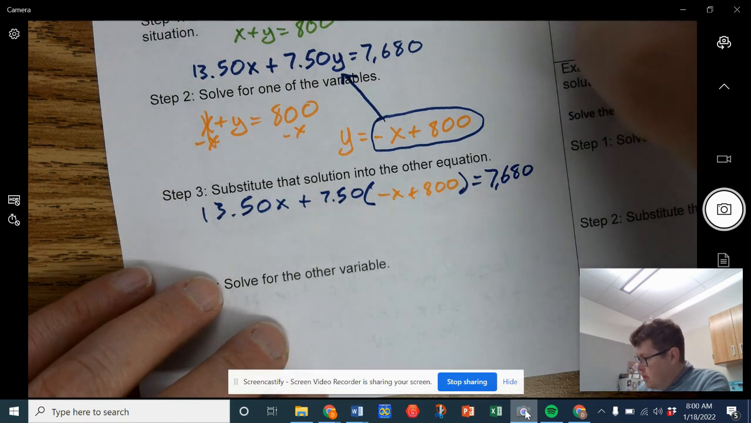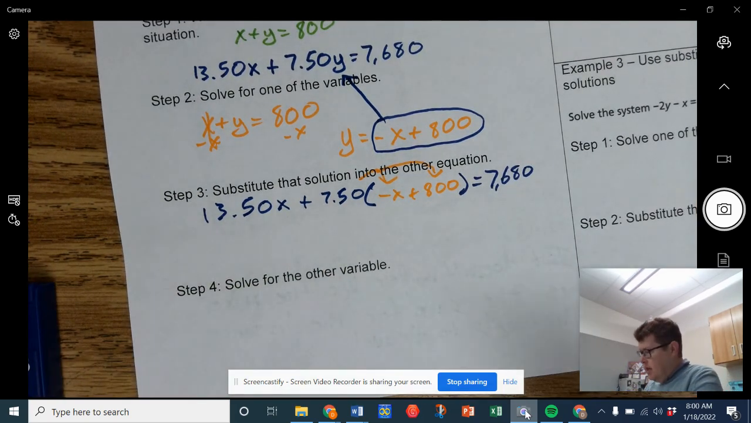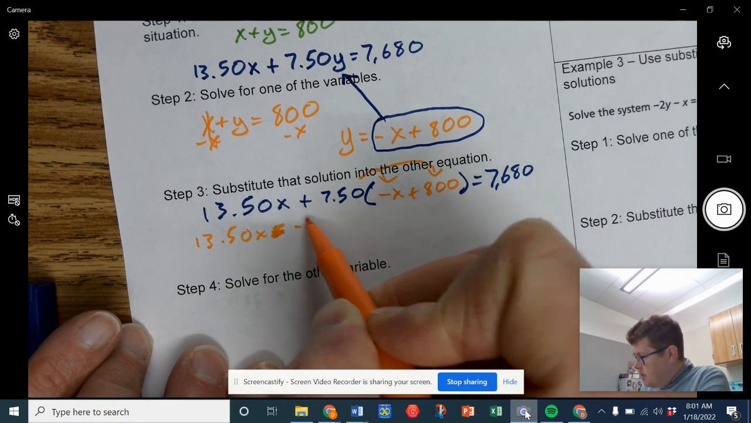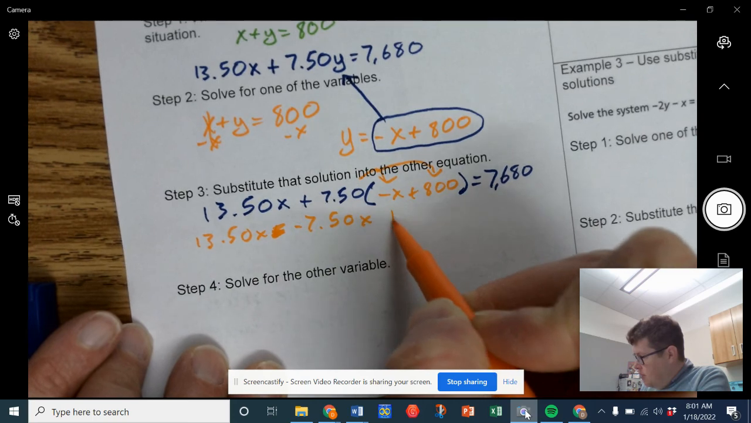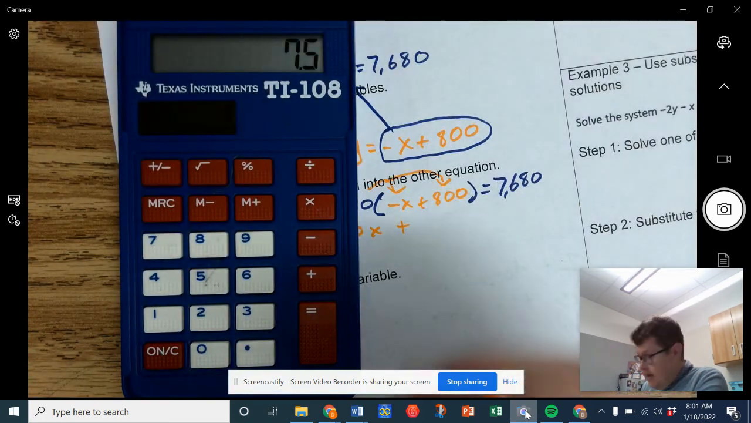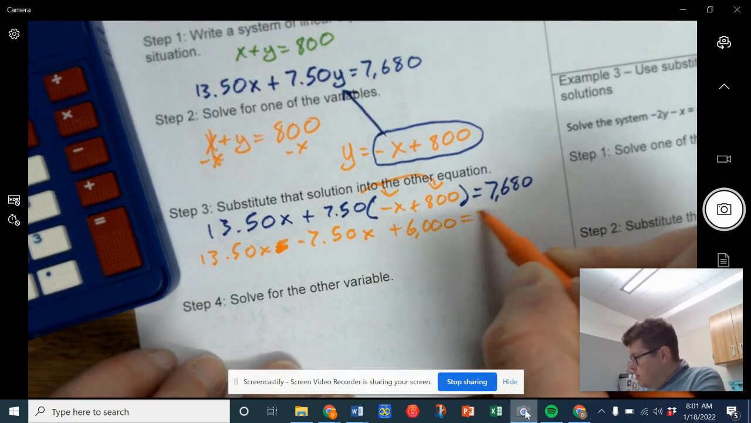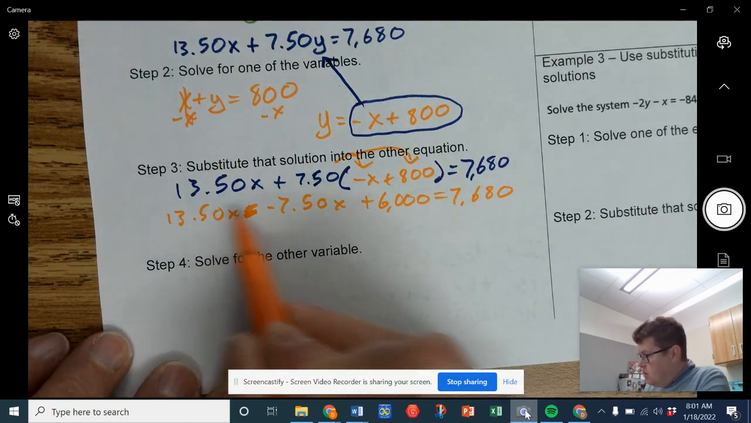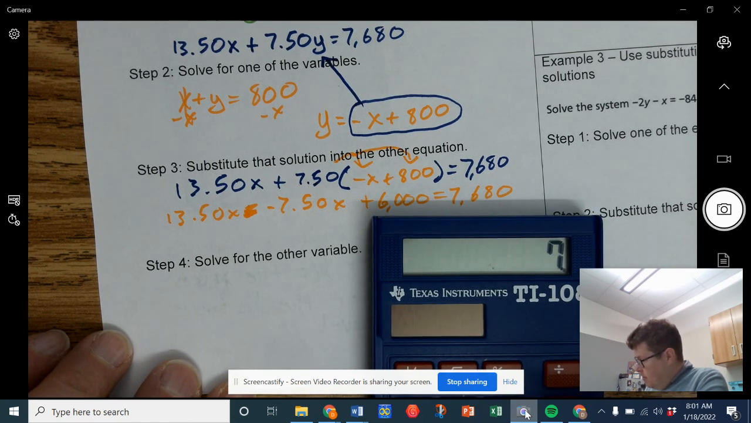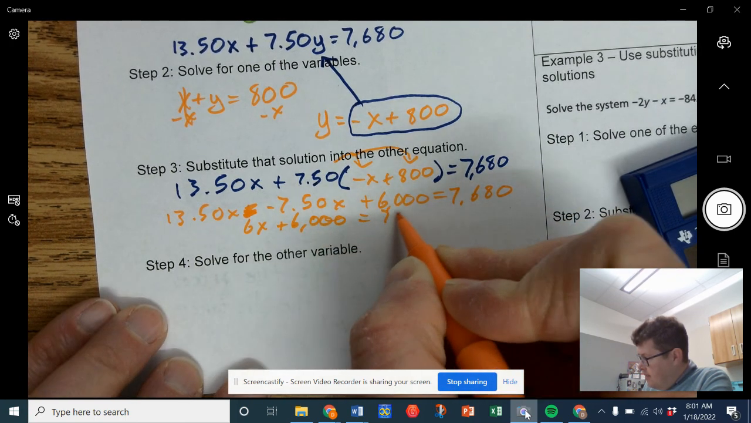So what we're going to do is distribute here, and we'll just use a calculator for these calculations, right? That's why we have them. Okay. So we've got 13.50X plus, 7.50 times negative X is negative 7.50X. And then plus 7.5 times 800, and that's what we're going to use our calculator for. So 7.5 times 800 gets us to 6,000. It's a nice even number. Equals 7680. Now we have this 13.5 minus 7.5, and we'll just use our calculator for that. All right, 13.5 minus 7.5 gets us to 6. So 6X plus 6,000 equals 7680.